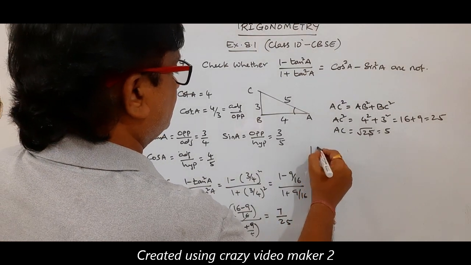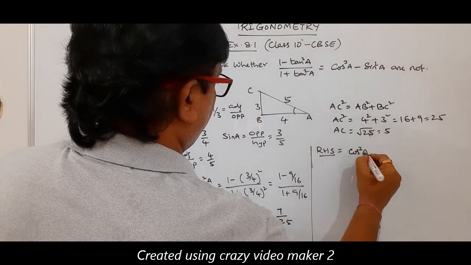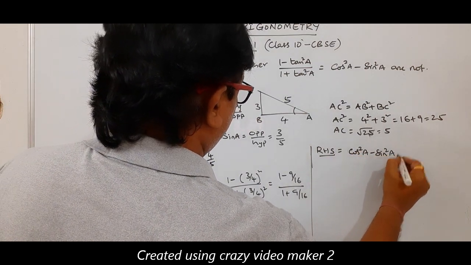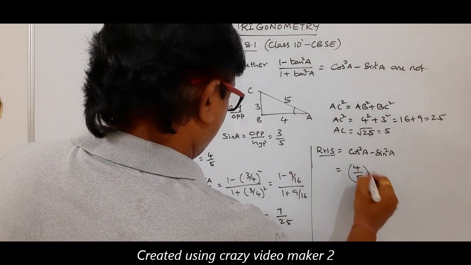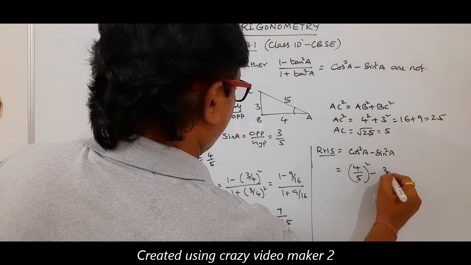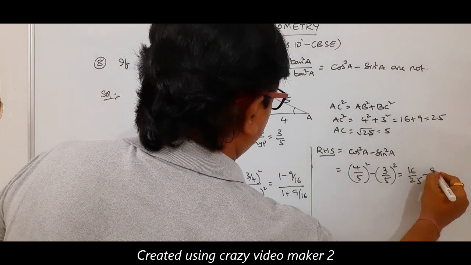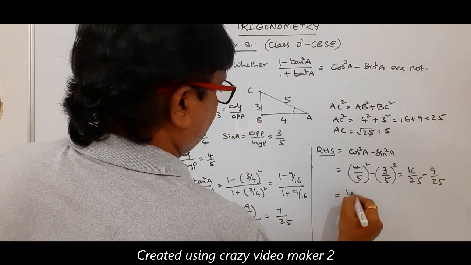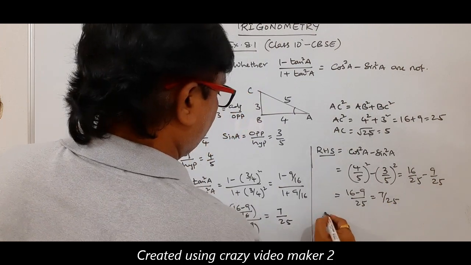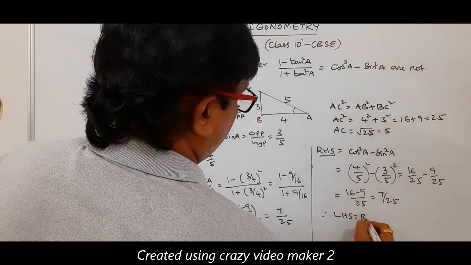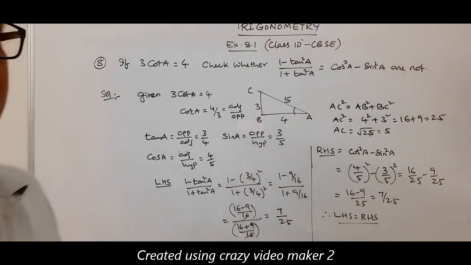Now we are going to move to the RHS part. RHS is cos square A minus sin square A. What is cos A? 4 by 5 whole square. Next, 3 by 5 whole square. That is 16 by 25 minus 9 by 25. So 16 minus 9 by 25, that is 7 by 25. Therefore LHS equals RHS.